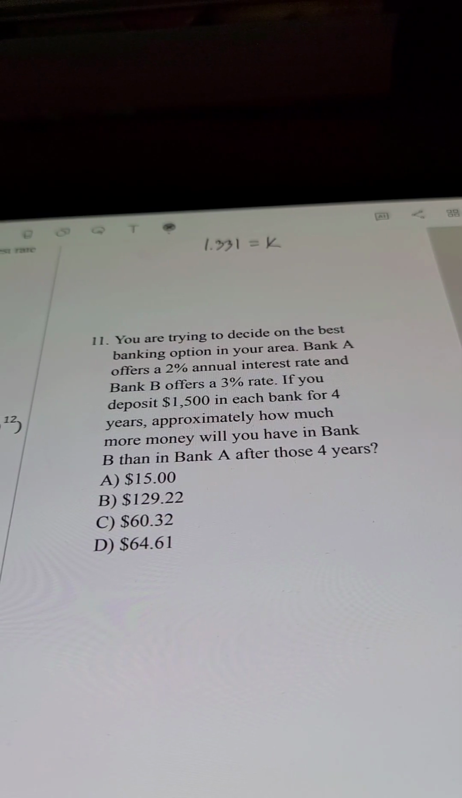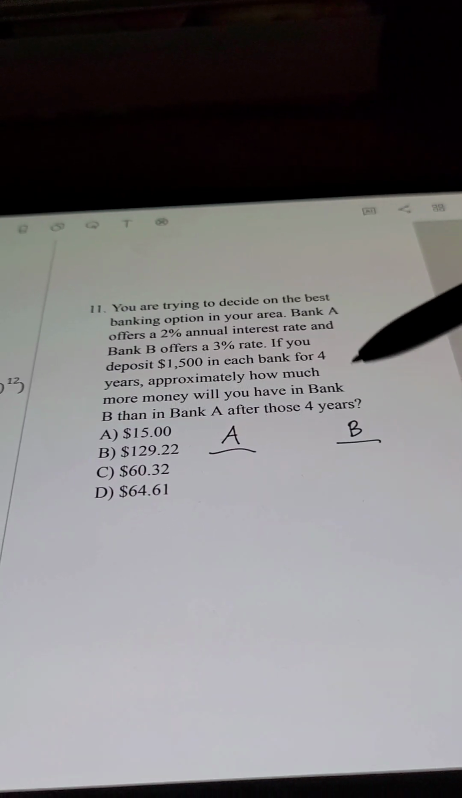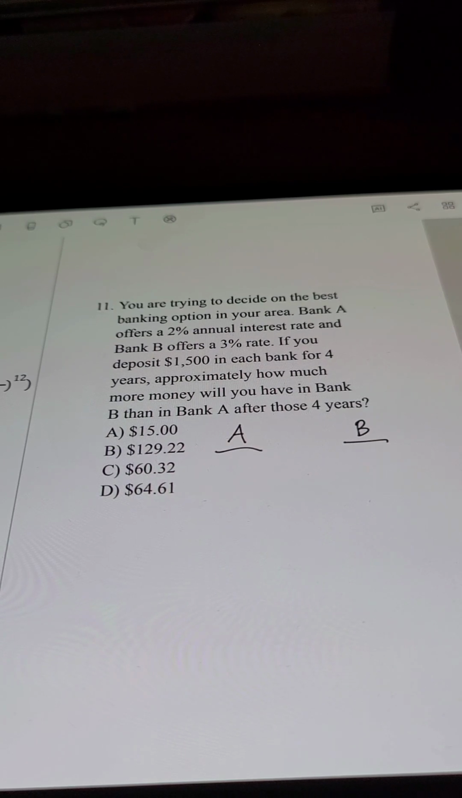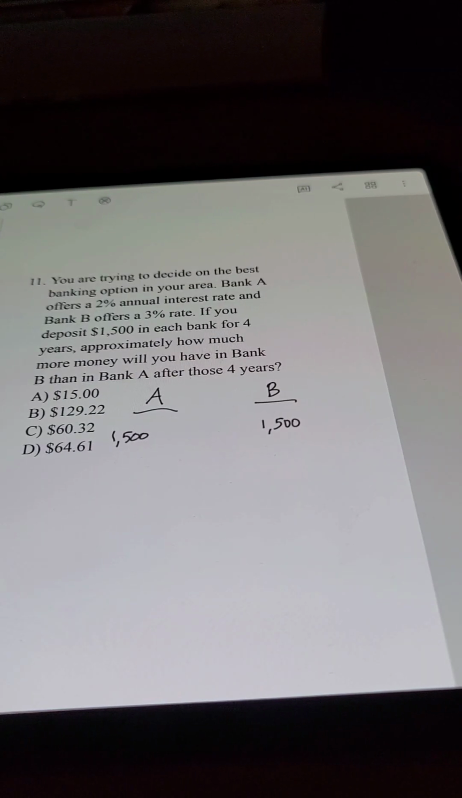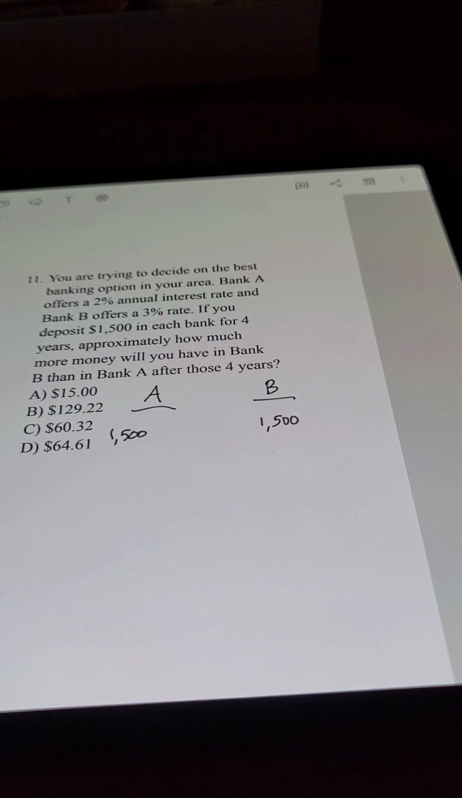Okay, pause for number 11 if you haven't already. So let's write out the situation for Bank A and for Bank B for the amount of money you'll have after those 4 years. Now, this is, again, going to be an exponential function. So we have to start with our initial, which is the initial deposit of 1,500. And then in parentheses, we're going to multiply by what the percent is as a decimal. That would be considered the rate of growth.